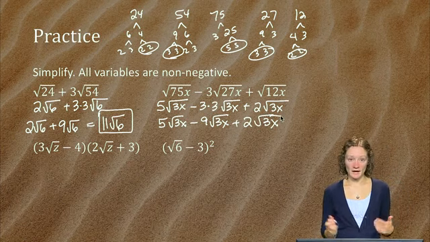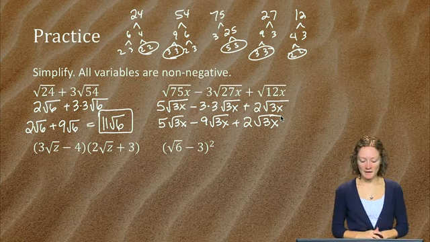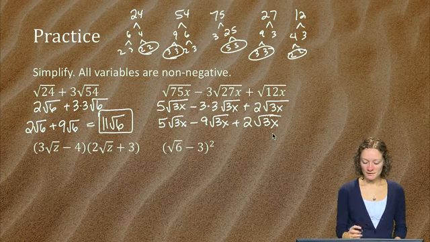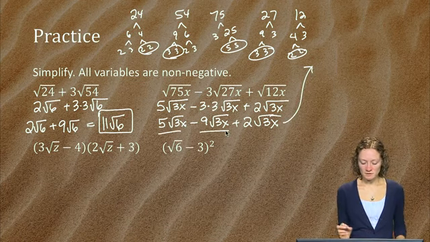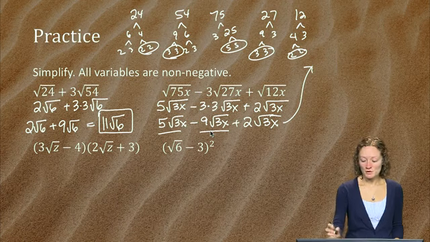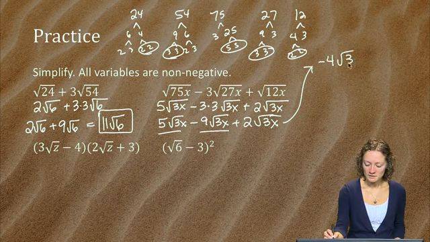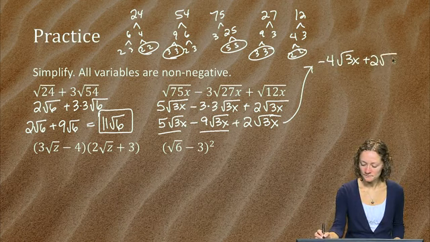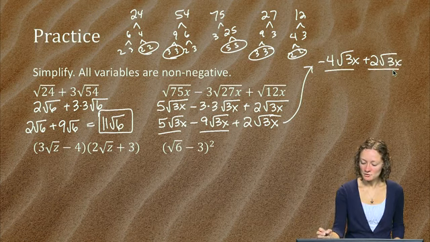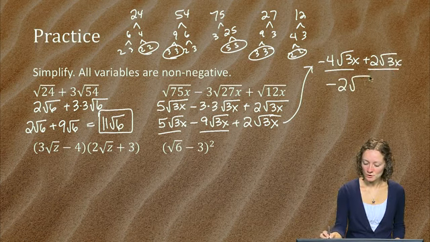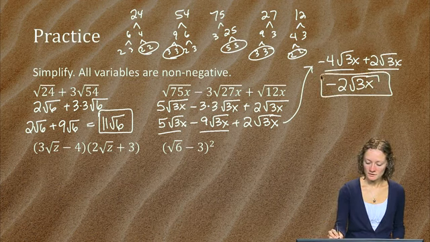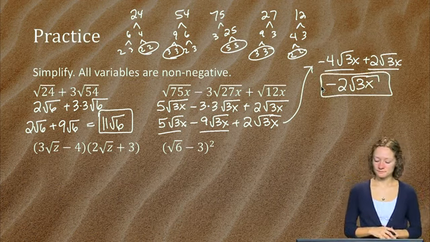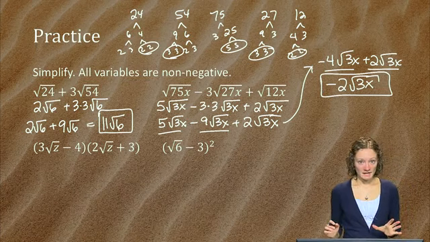And then check, okay, now that I've simplified them, can I combine them? In fact, they are all like terms, so they'll combine together. You can do all three at once, but I'm just going to do 2 at a time. The first two combine to be negative 4 square root of 3x. And then these two terms combine to be negative 2 square root of 3x. All right, so there's the add subtract problems.